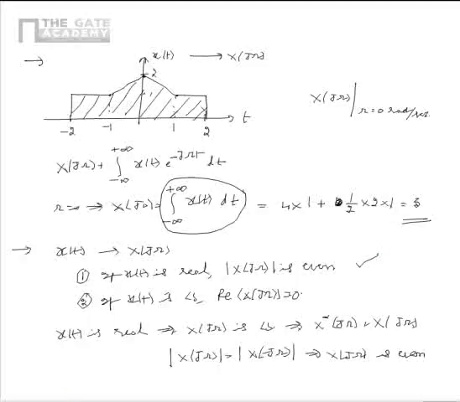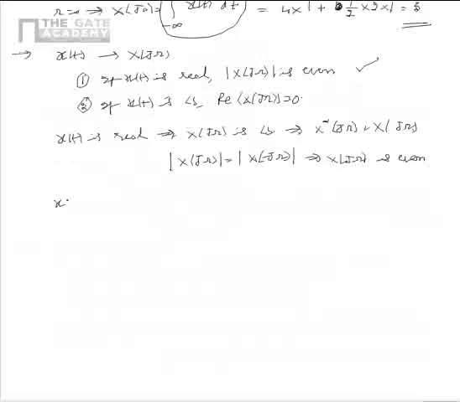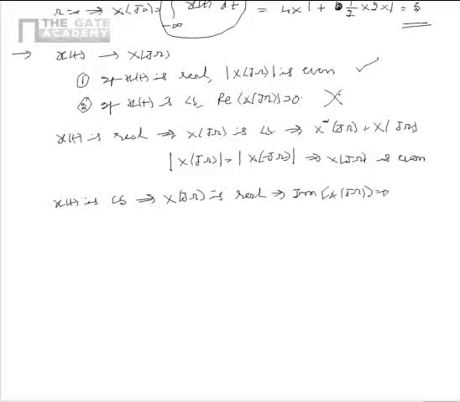Now let us consider the second statement, as per which x of t is conjugate symmetric. So we know that if x of t is conjugate symmetric, X of j omega is real. That implies the imaginary part of X of j omega is 0. From this we can say that statement 2 is wrong. So based on the properties of the Fourier transform, we can say that statement 1 is correct, statement 2 is wrong.